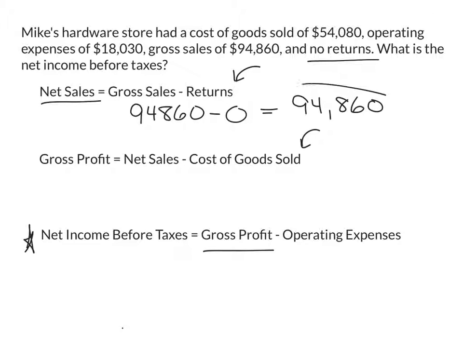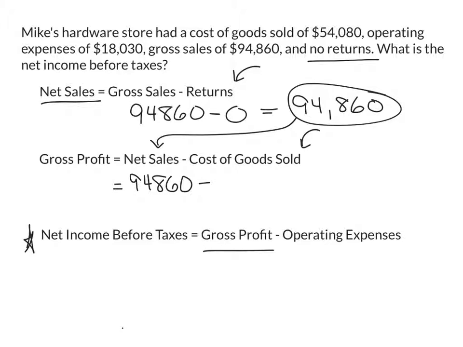Now we're going to take net sales and plug it into our value for gross profit. So gross profit equals $94,860 minus the cost of goods sold. And the cost of goods sold is $54,080. When we subtract those two values, we'll get $40,780. So this is our gross profit.